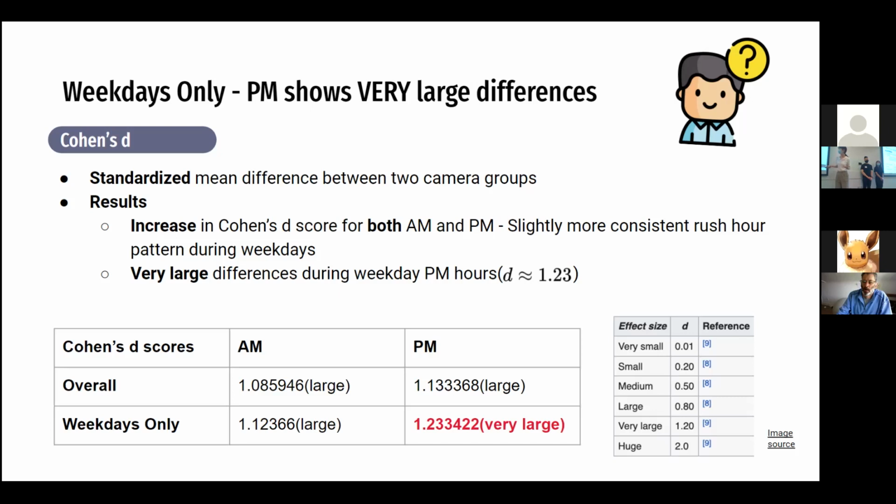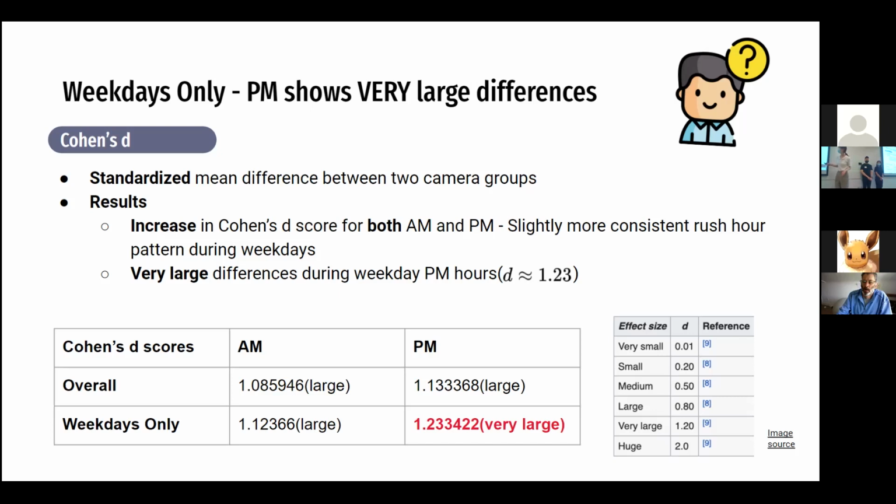So we used the coherence score here to conduct the comparison between cameras, which is similar to a t-test, but it's standardized, so it isn't subject to any sample size changes.